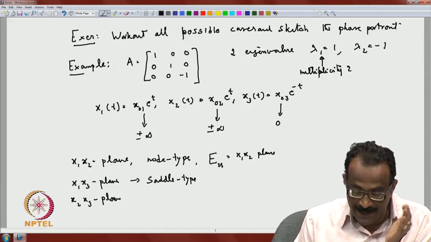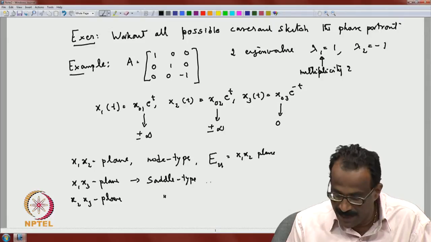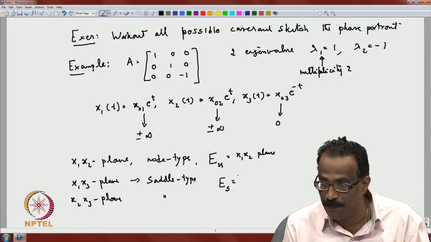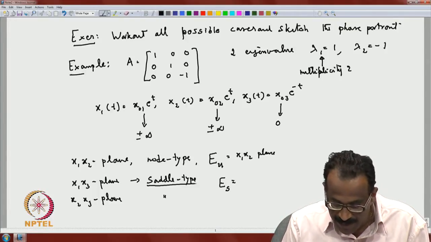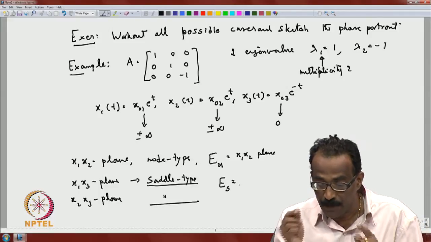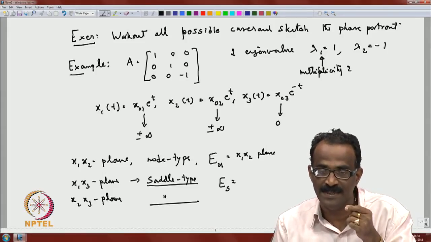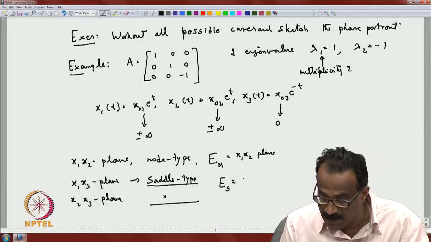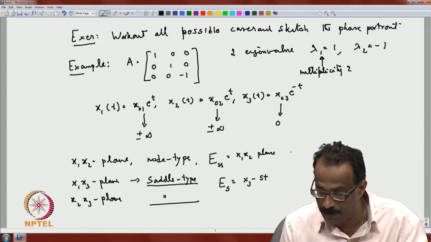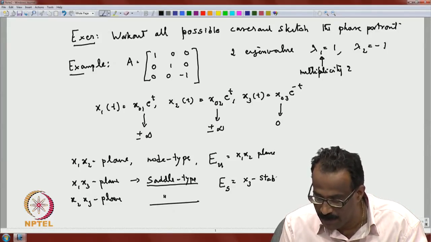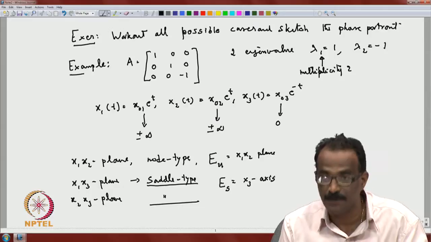If you look at these trajectories restricted to these planes, the trajectories will remain there itself, and you will have again the saddle type. It is a saddle type and you do not have stability there. But if you look at only the x3 axis, if you take an initial point on the x3 axis, you will get a stable space. So the x3 axis is your stable subspace, and this is the unstable subspace.